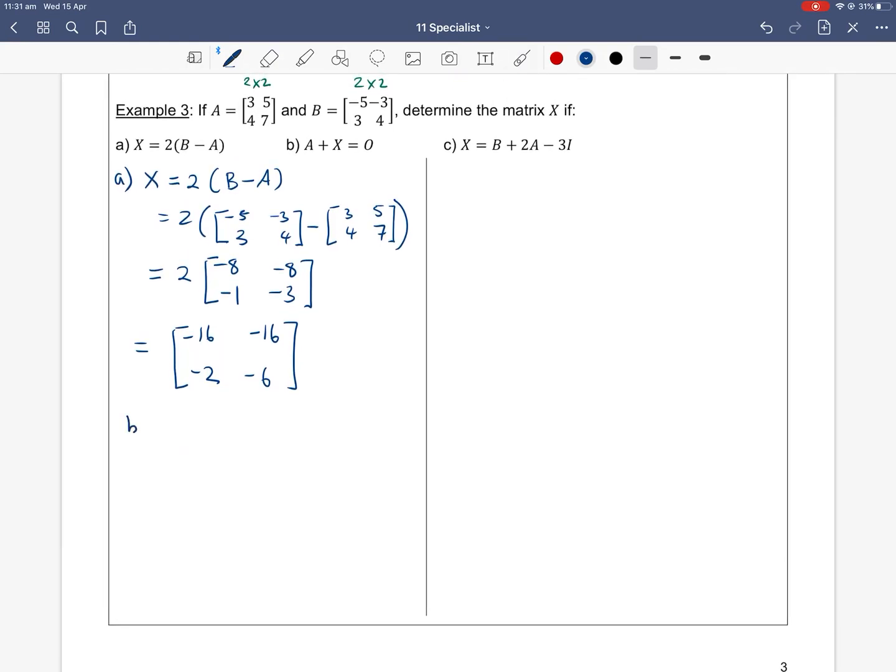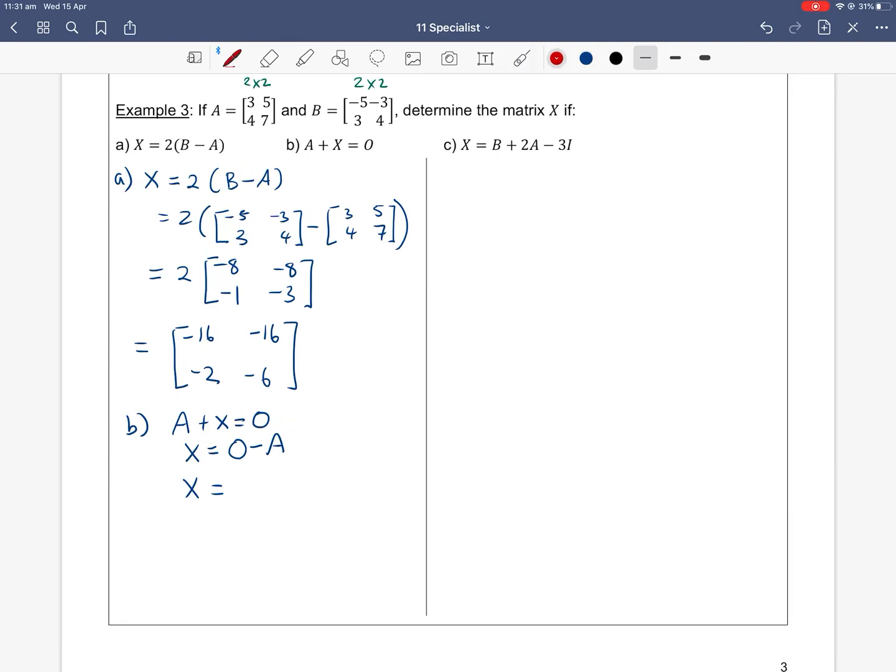Part B, it says, work out what the matrix X is if A plus X equals O. So O there means a zero matrix, right? So it's like algebra, right? If we want to find X, we need to do the opposite of adding the matrix A, which is taking away A. So X is equal to 0, or the zero matrix, take away A.